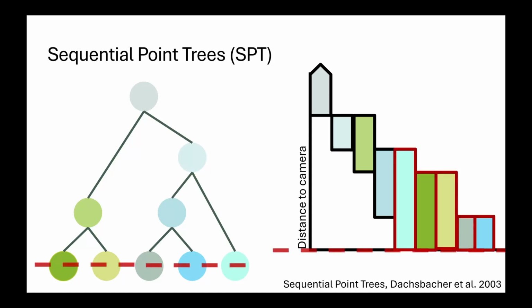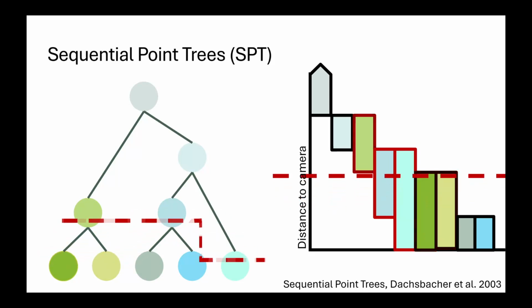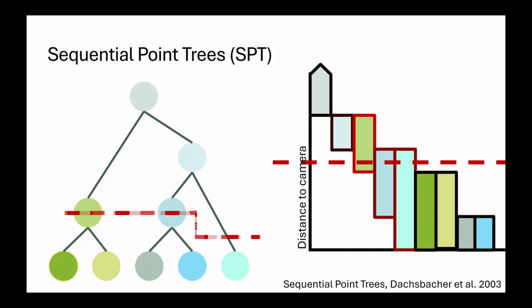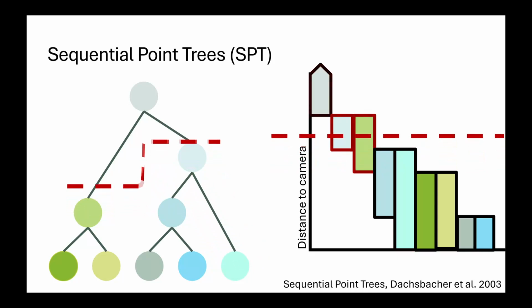We can then use the sequential point tree to find LoD cuts by simply comparing the current camera distance with each of the minimum and maximum viable distances. Notice how as the distance to the camera increases, the level of detail decreases, and also how each cut in the sequential point tree corresponds to exactly one cut in the binary tree.